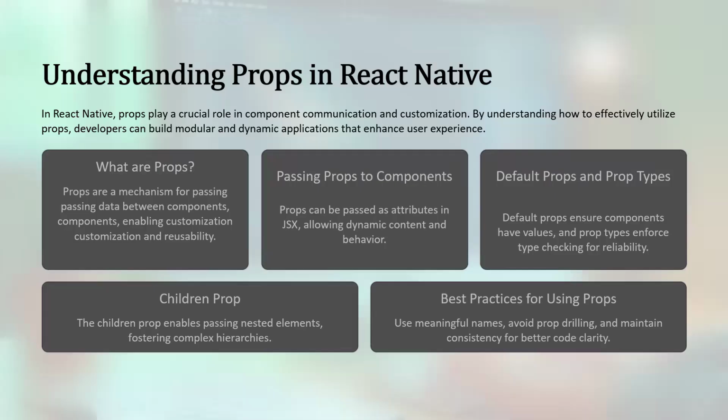And understanding props in React Native. Props, short for properties, are used to pass data from parent to child components. They make your components reusable and customizable. You can pass static values or even functions as props. Use default props to assign fallback values and prop types to validate expected types. Using props effectively helps reduce code duplication and keeps your components modular and clean.